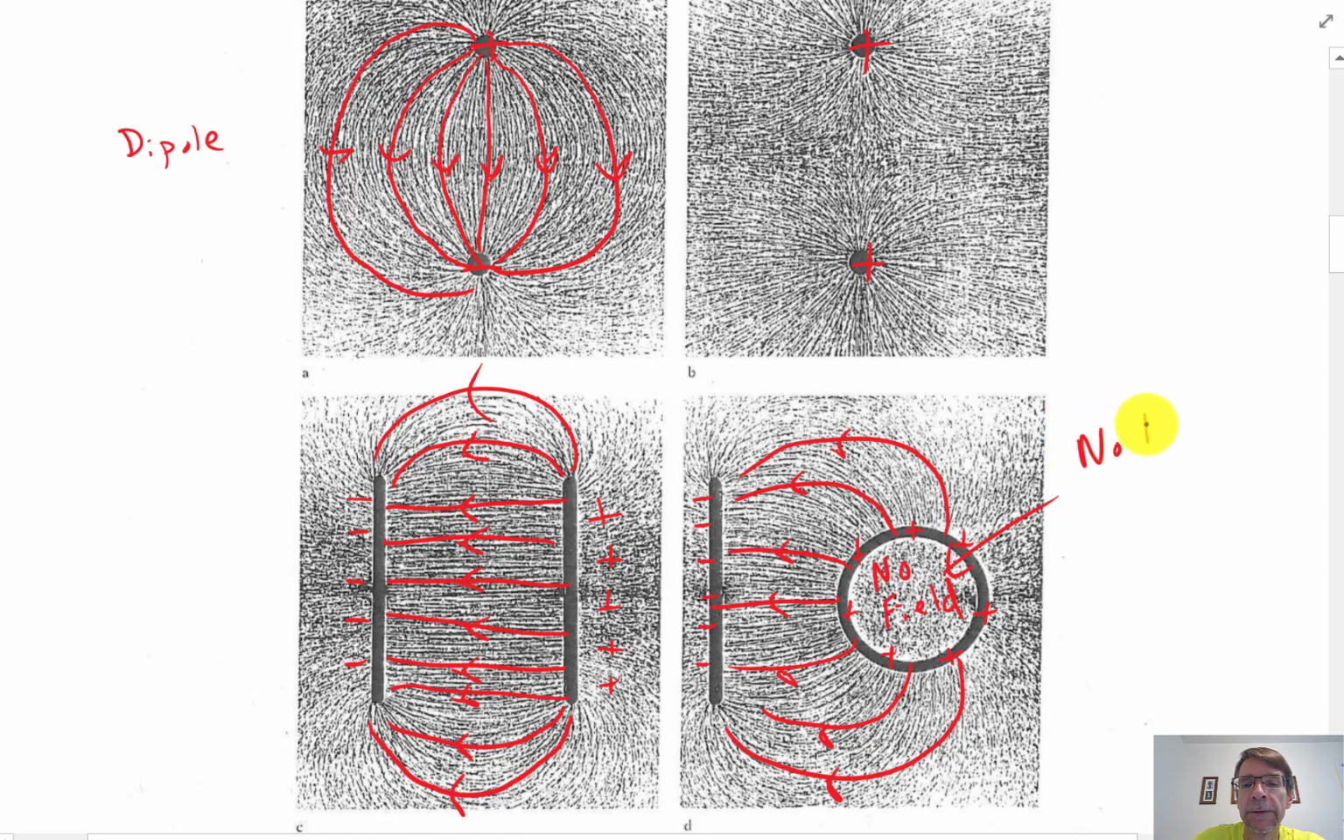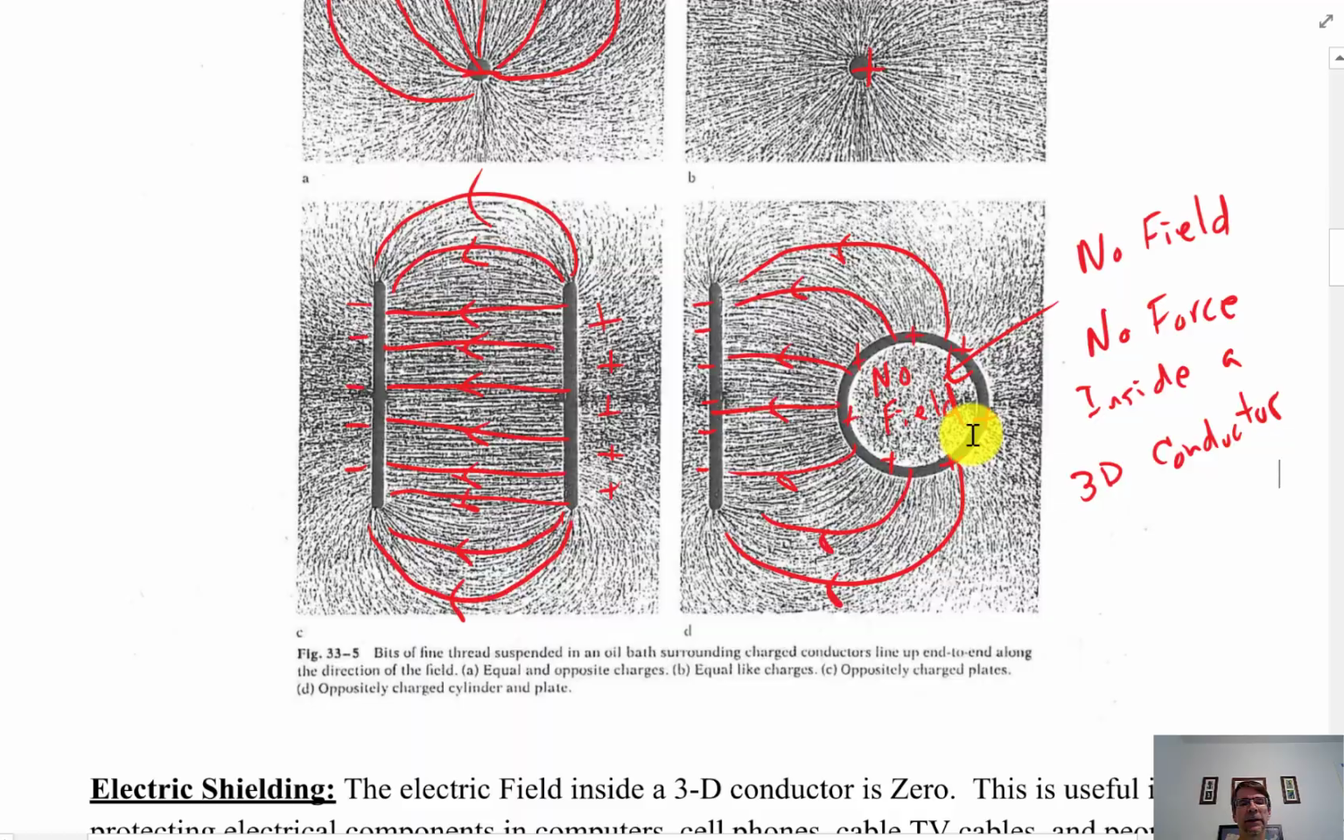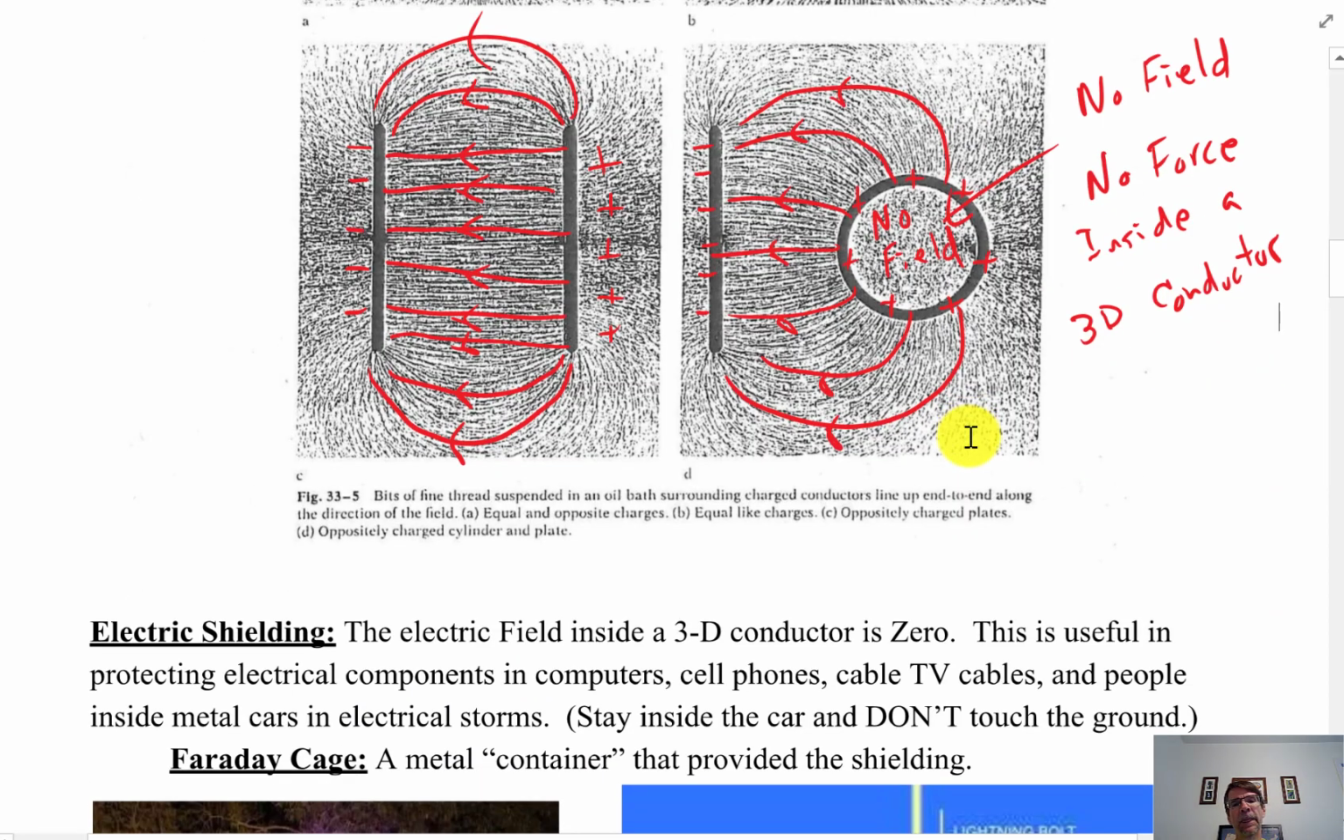So no field, no force inside a 3-dimensional conductor. That's very important in electronics because you can shield from outside electrical interference. It's a shield. I think I wrote that down here somewhere. Yeah, shielding. So electric shielding, the electric field inside a 3D conductor is 0.